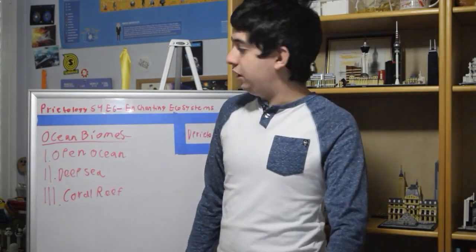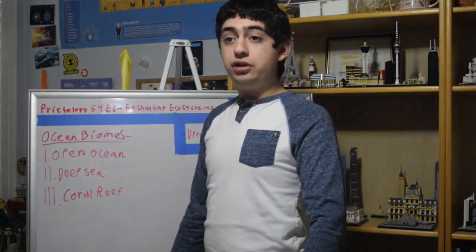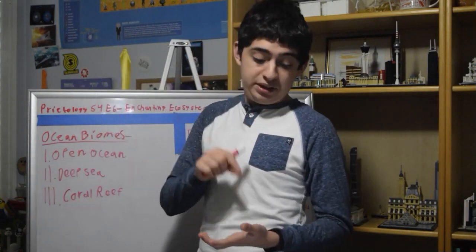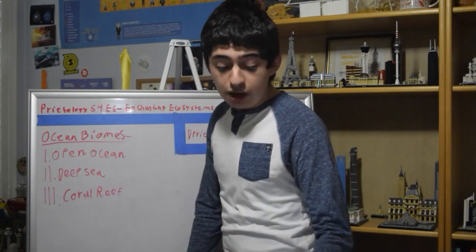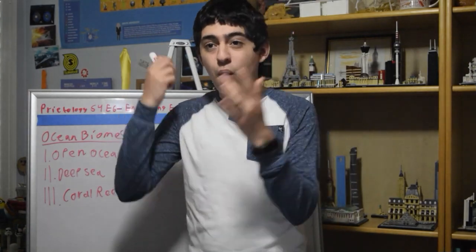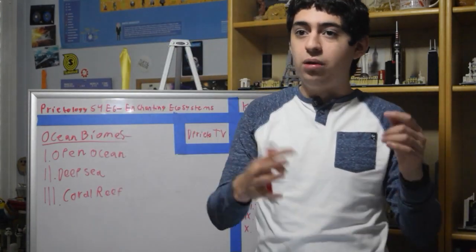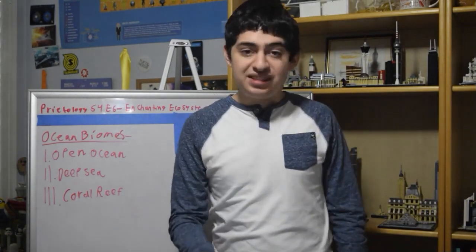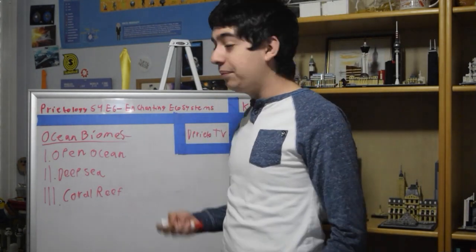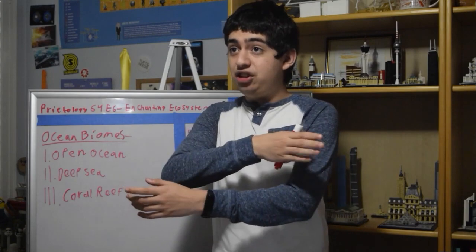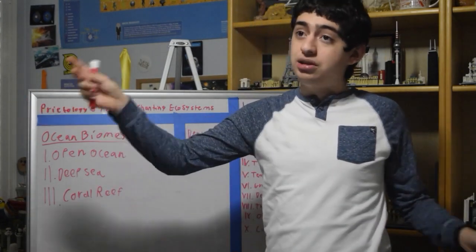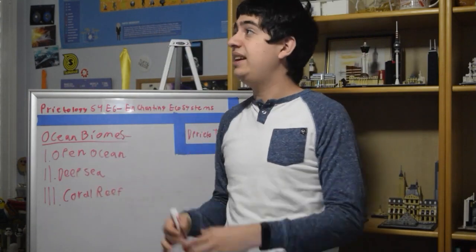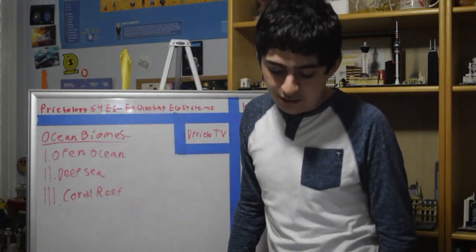Fun fact about the ocean biomes: Point Nemo, a point in the Pacific Ocean, is the farthest point from land in the world. Point Nemo is incredibly far from land, 1,670 miles. That is the farthest you can go from land in the world. It is very, very far.